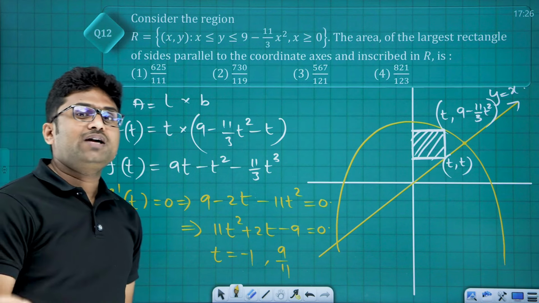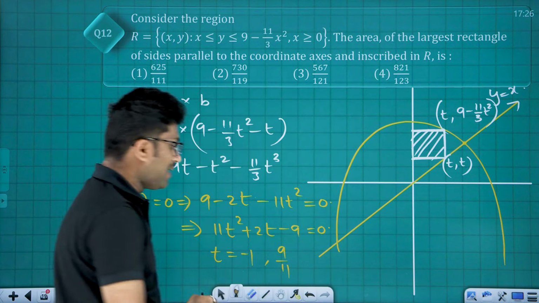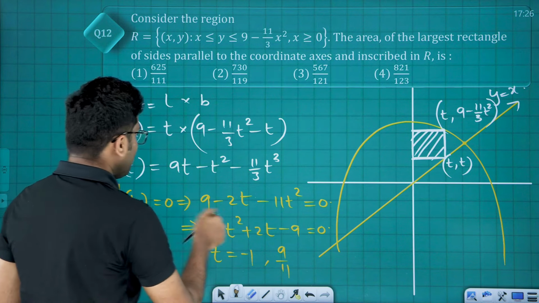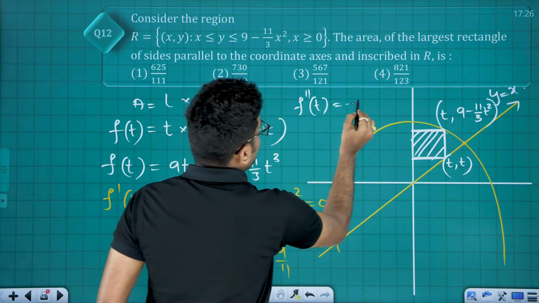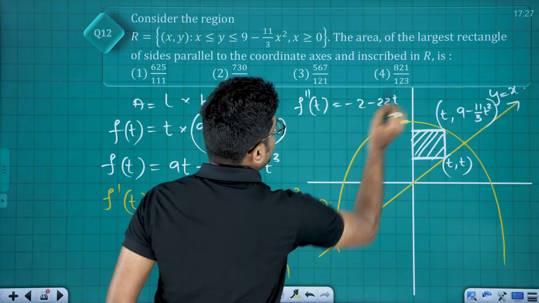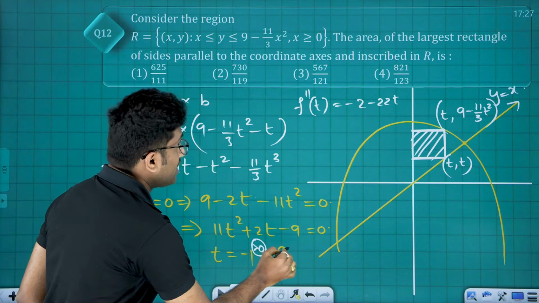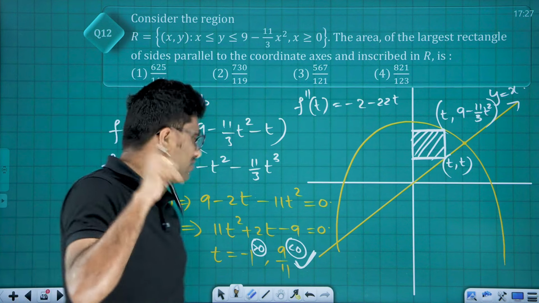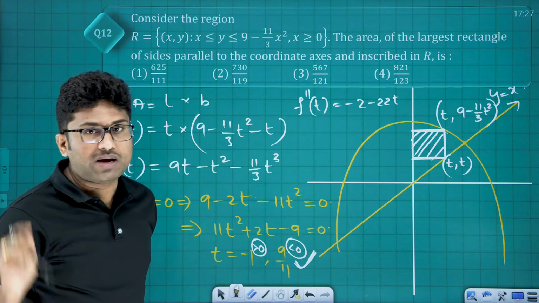Okay, so now at which point do we get maximum? We'll know at which point f of t is maximum by using the second derivative test. If we do f double dash t, that is minus 2 minus 22t. Clearly at t equals minus 1 it is positive, and at t equals 9 by 11 it is negative. That means we get maximum at t equals 9 by 11. Correct? So f of t is maximum at t equals 9 by 11.